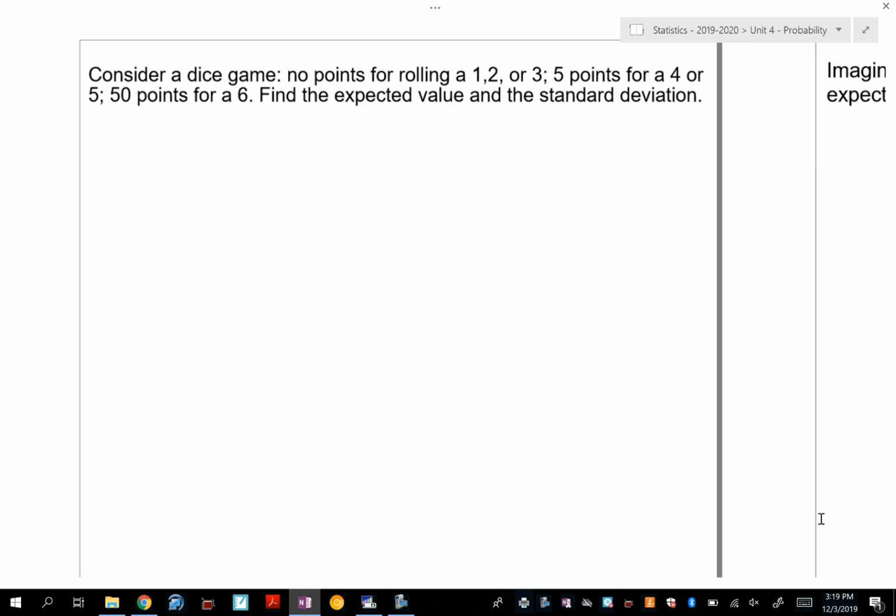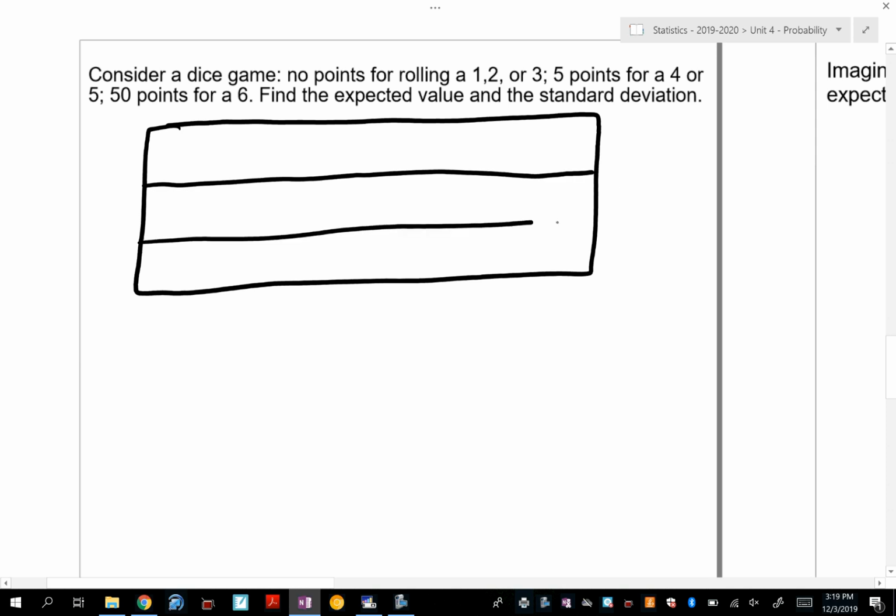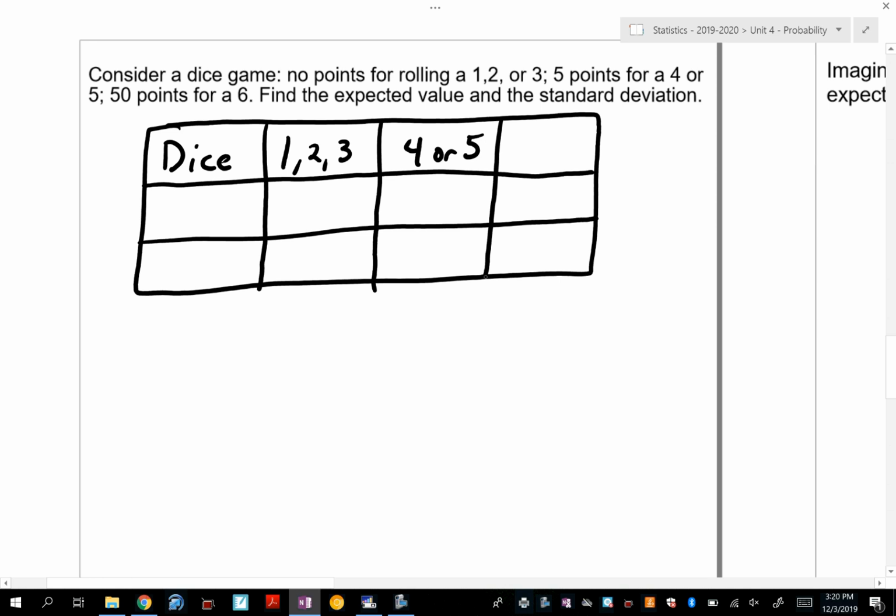Okay, so we have a dice game. Let's make a quick little table. Doesn't need to be fancy. All right, so the first thing I'm going to write down is just the dice value. You could roll a 1, 2, or a 3. You could roll a 4 or a 5. Or you could roll a 6 and get different point allocations.